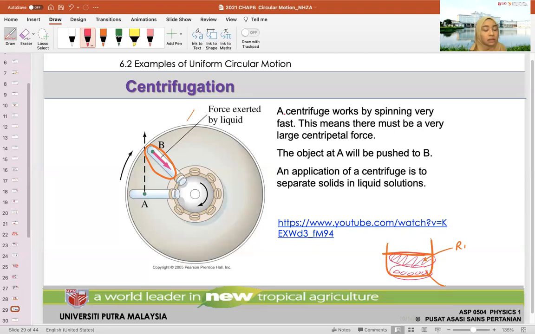So an application that uses centripetal acceleration is centrifugation or centrifuge. We call it a centrifuge. A centrifuge works by spinning very, very fast. This means that there must be a very large centripetal force. The object A will be pushed to B. This is an object, it will be pushed down here, just like the suspended particle. An application of centrifuge is to separate solids in liquid solution.